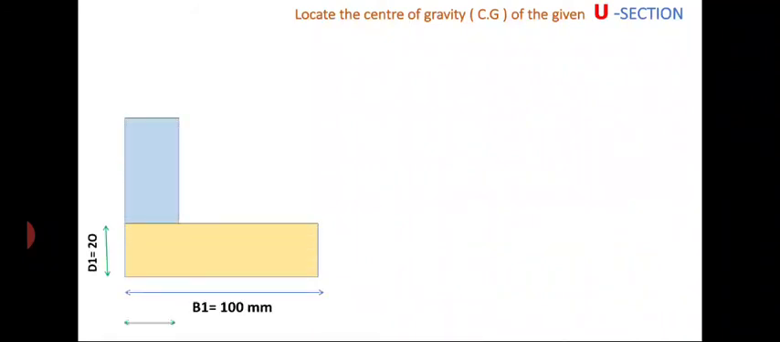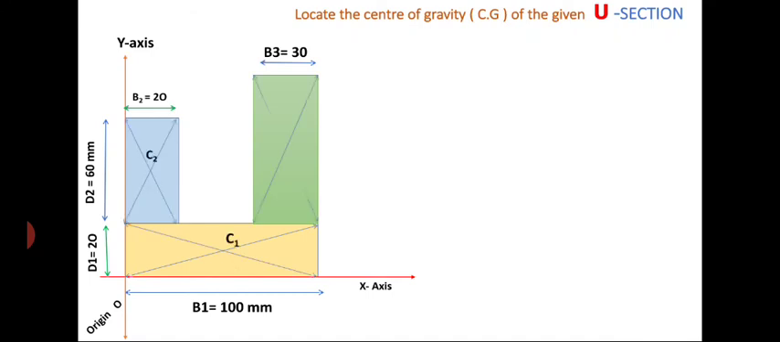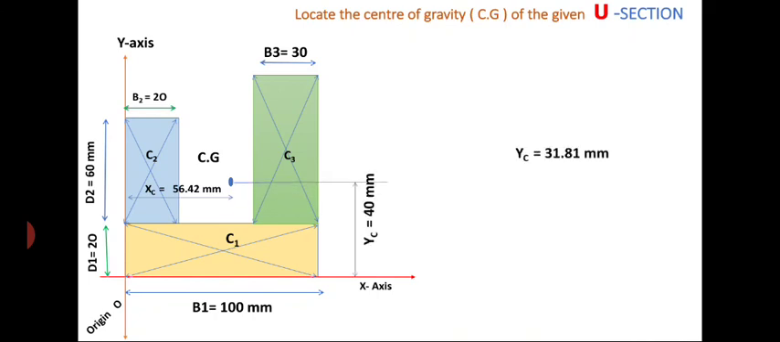Now I am locating the final centroid CZ. C1, C2, C3 are the individual centroids, where CZ is the centroid or center of gravity of the entire U section at a distance of xc equal to 56.42 mm from the y-axis and yc equal to 40 mm from the x-axis. This is the final position of the centroid or center of gravity of the U section.